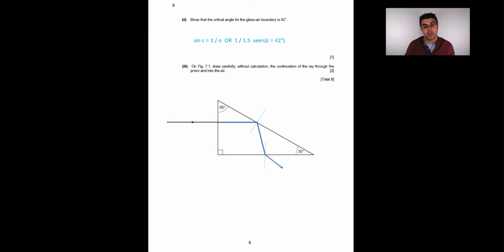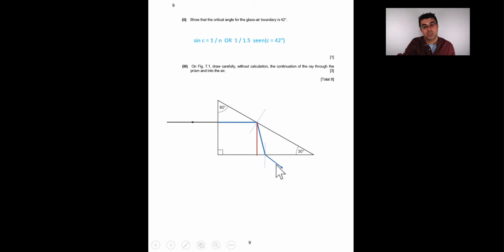from the normal. Now, most students get the first one right. They almost got the second one right. What most students did was this red line here. And if you draw that line, then I hope you can see the angle of incidence and the angle of reflection are not the same. That's why it's got to be the blue line.